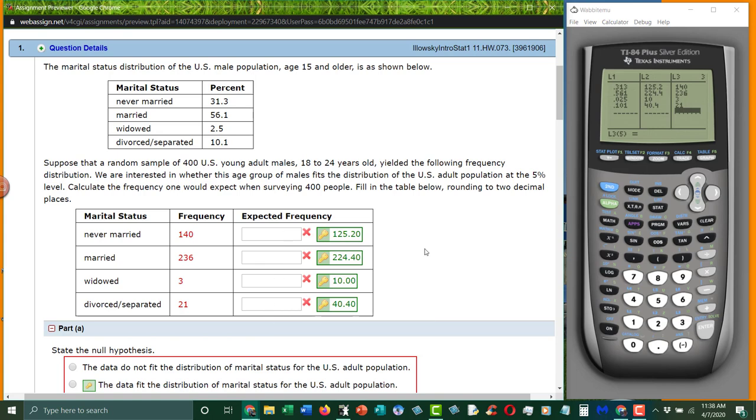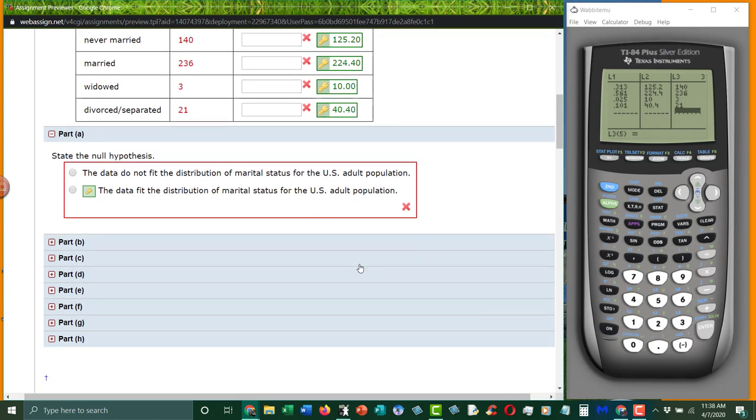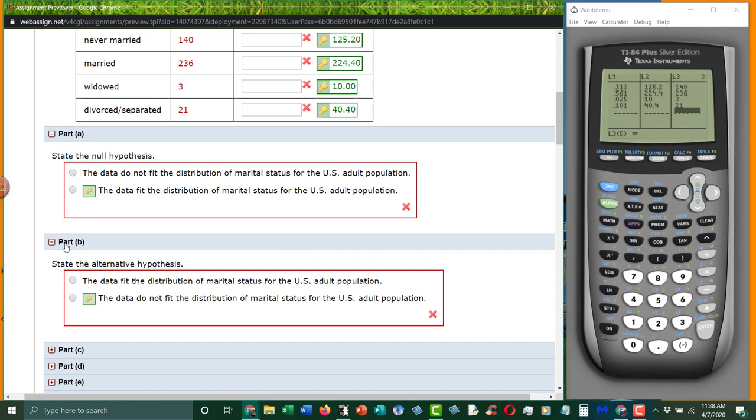This here shows us where our expected values were. So that's part A. Actually, that's not even A, it's part zero, I guess. In part A, they want to know what is the null hypothesis. The null and alternative hypothesis will always be the same. The null hypothesis is that the data fits the distribution, whatever the distribution might be, and the alternative is that it doesn't. The distribution is incorrect.